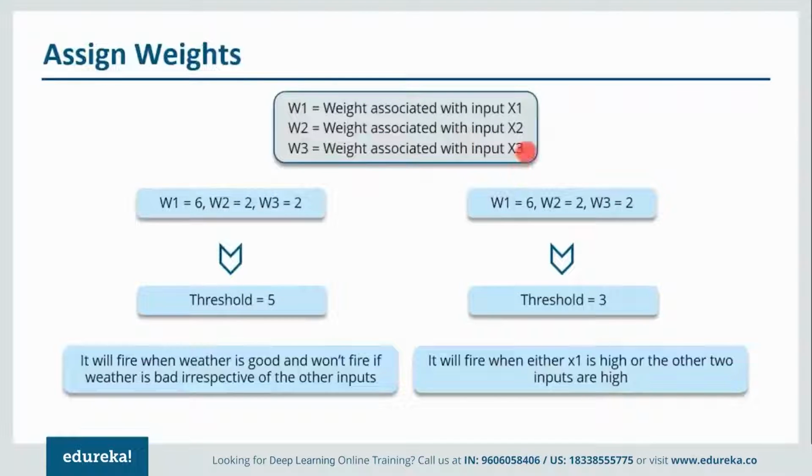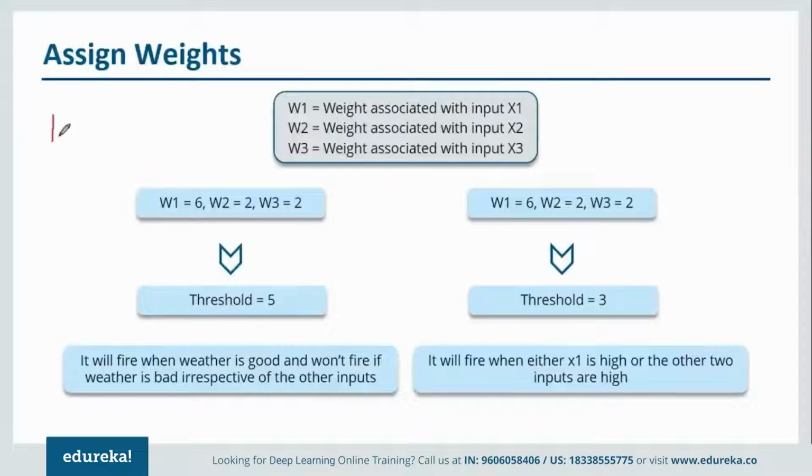As I've told you earlier as well, weather is a very important factor, so I'll assign a pretty high weight to weather and I'll keep it as 6. Similarly, W2 and W3 are not that important, so I'll keep them as 2, 2. After that, I've defined a threshold value as 5, which means that when the weighted sum of my inputs is greater than 5, only then will my neuron fire, or you can say only then will I be going to the beer festival. All right, so I'll use my pen and we'll see what happens when weather is good.